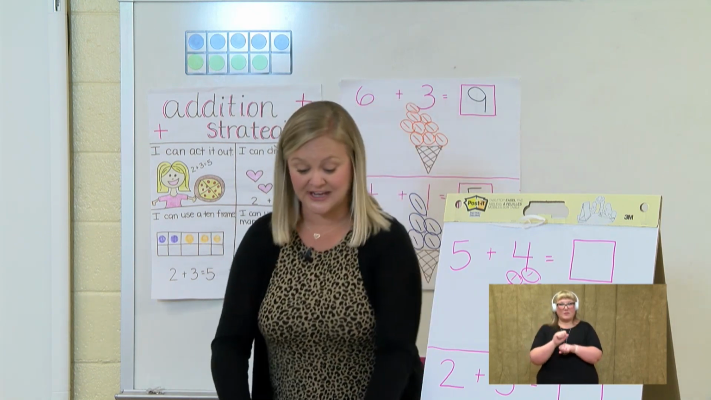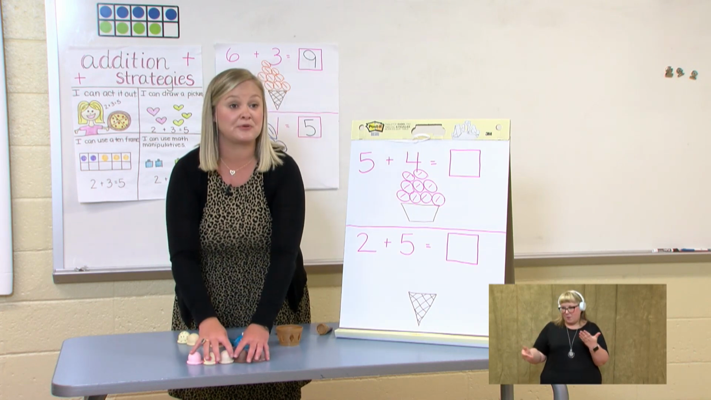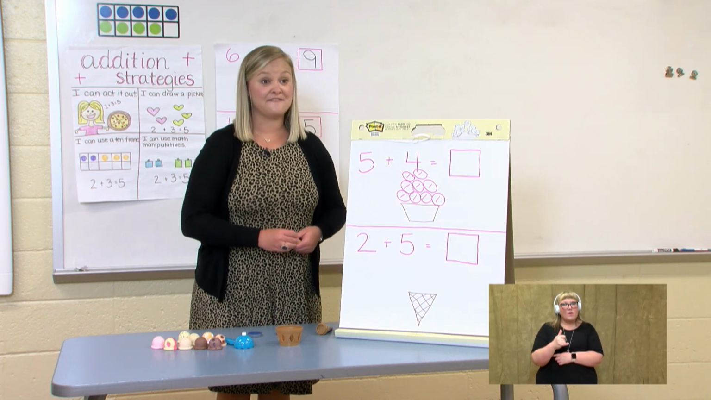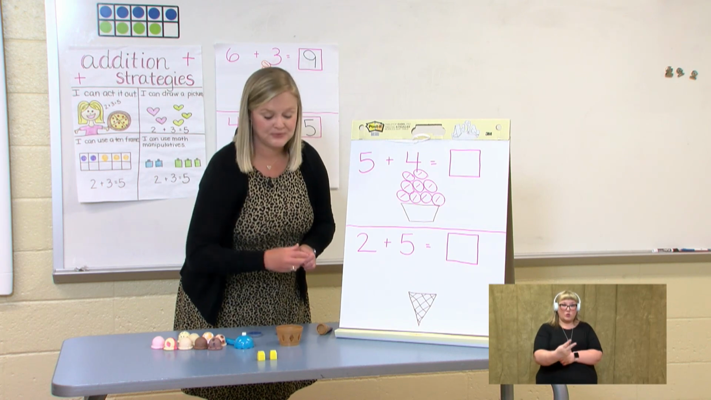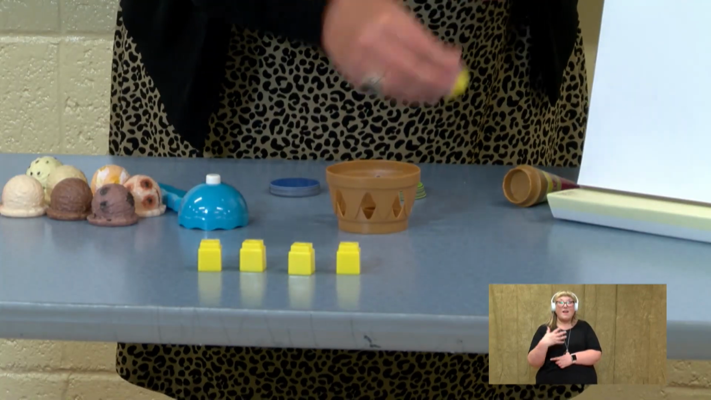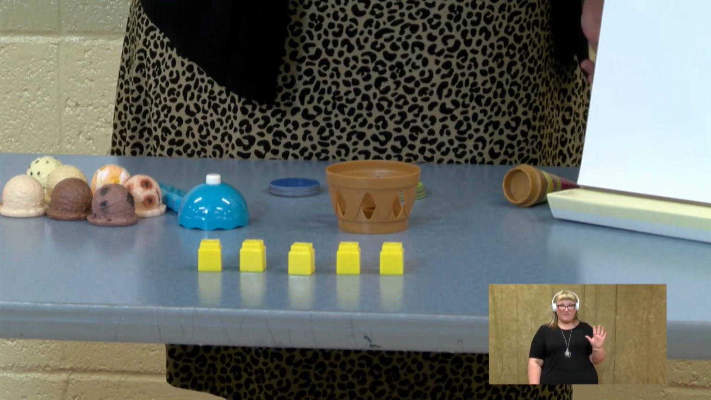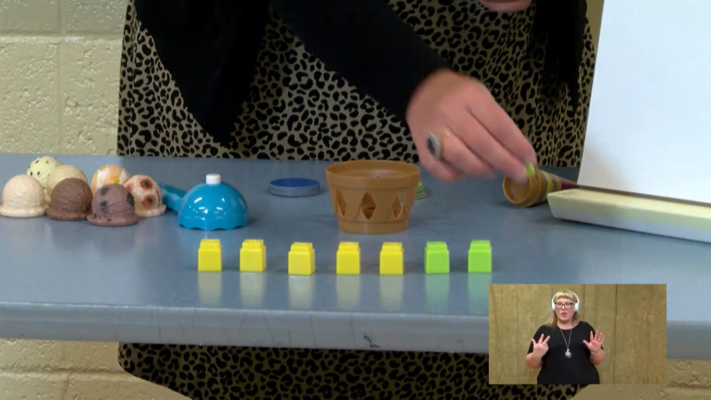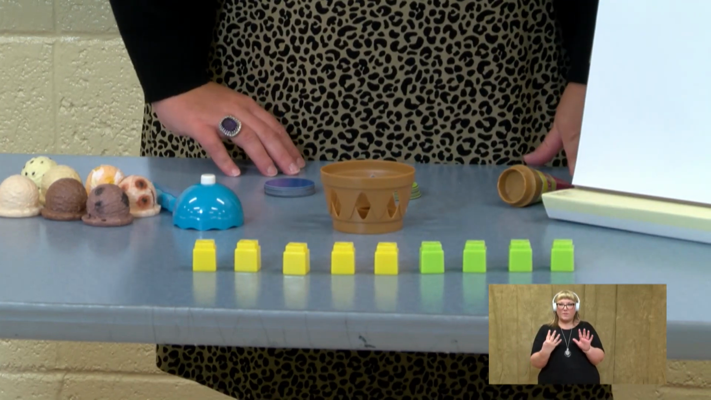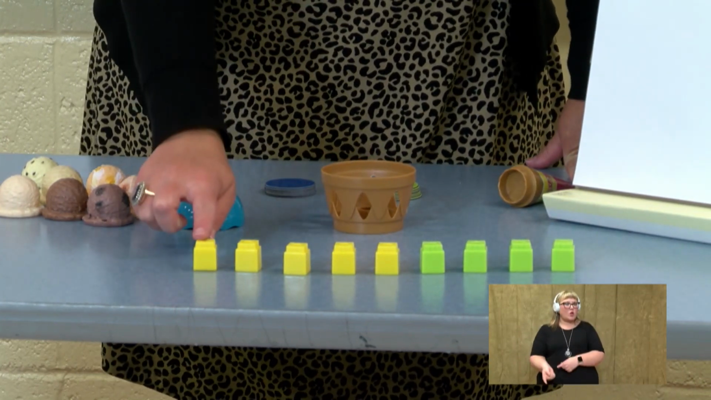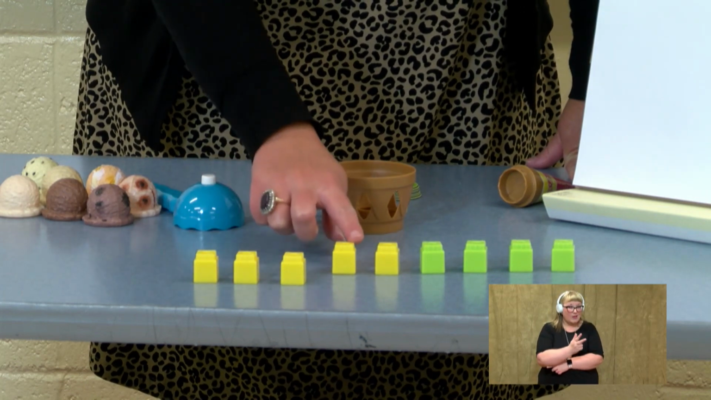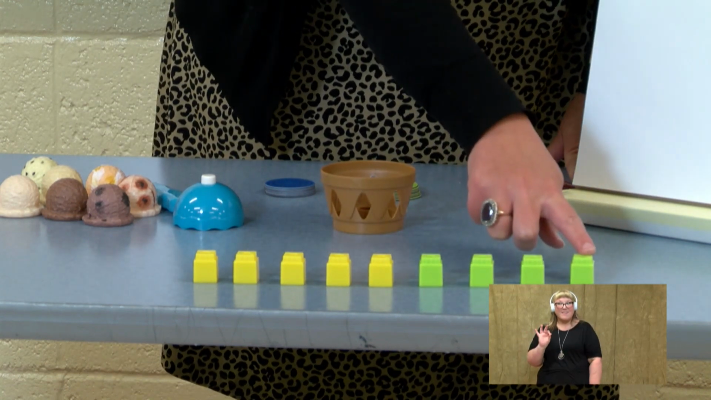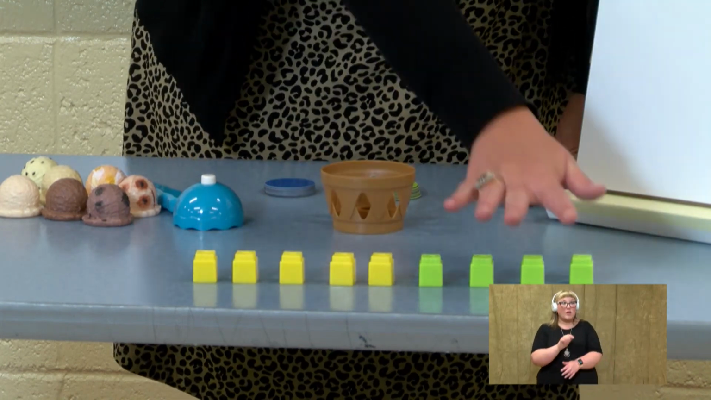Great job. And our last strategy is using our math manipulatives to represent our problem. So let's count with cubes. How many yellow cubes do I need to put down? 5. Good. 1, 2, 3, 4, 5. How many green cubes if my problem is 5 plus 4? 4. 1, 2, 3, 4. Good job. Now let's count all of our cubes together to solve our problem. 1, 2, 3, 4, 5, 6, 7, 8, 9. So our cubes show that 5 plus 4 equals 9.